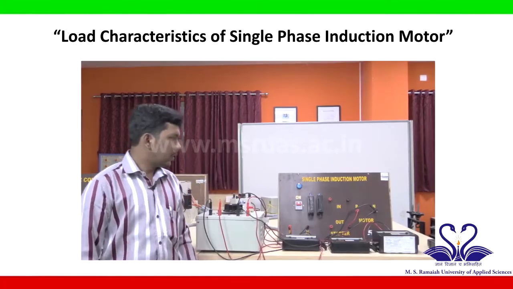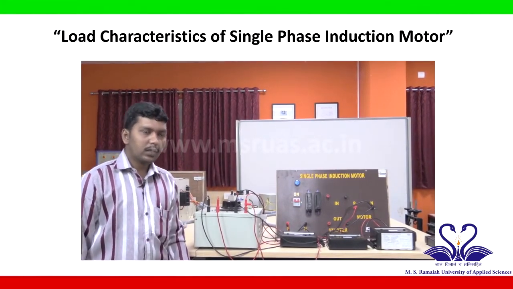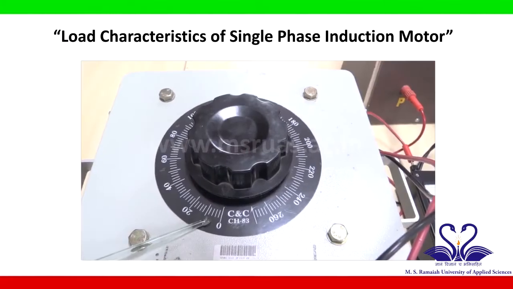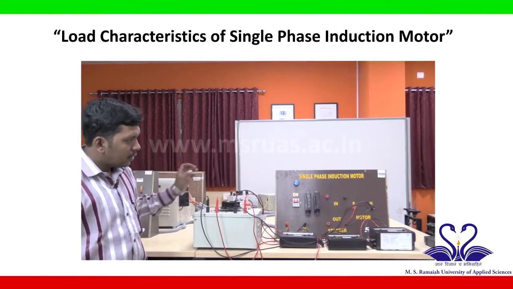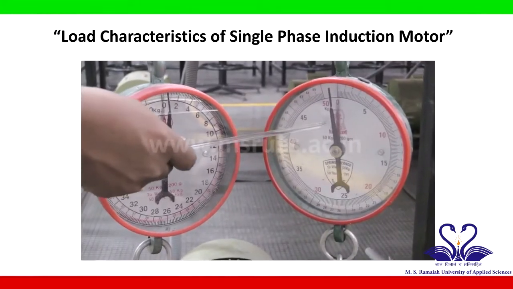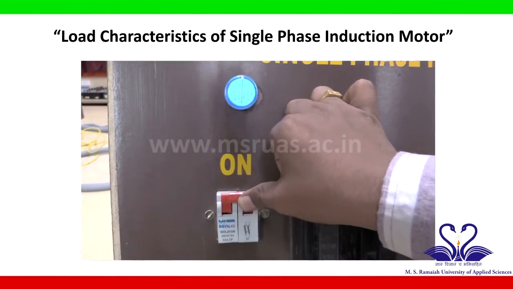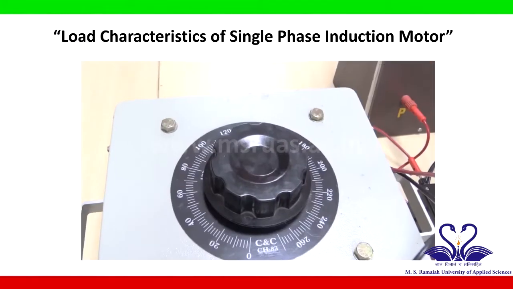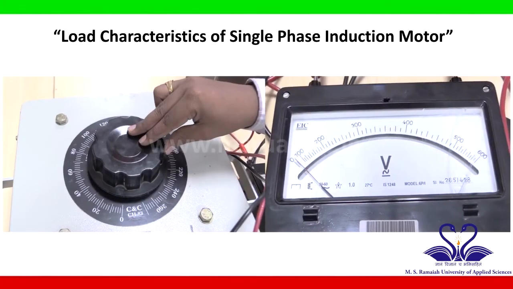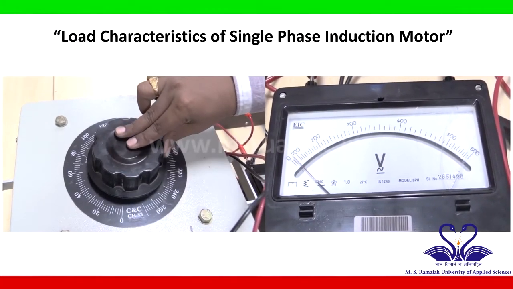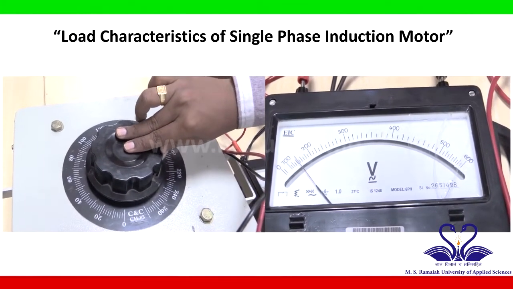Now let us start the experiment, and before starting this experiment, make sure that this variable knob should be in the minimum terminal position, that is 0 position, and the load should be in the 0 position. Now switch on the supply. Now apply the rated voltage with the help of the single phase variac, that is 230 volts. Just by varying the knob you have to apply 230 volts.